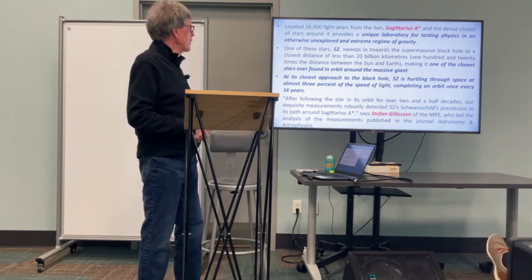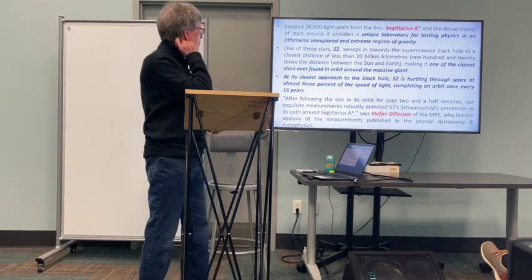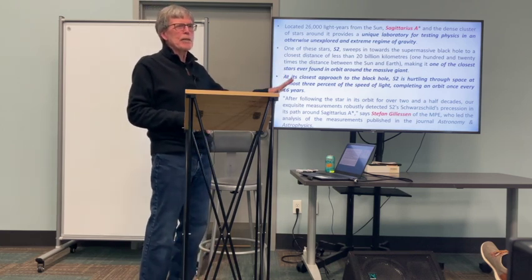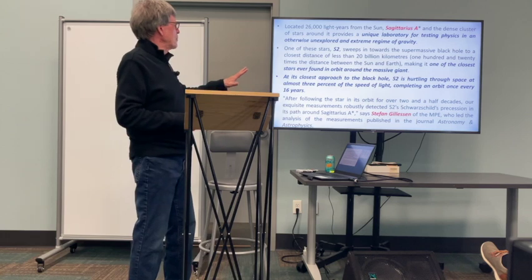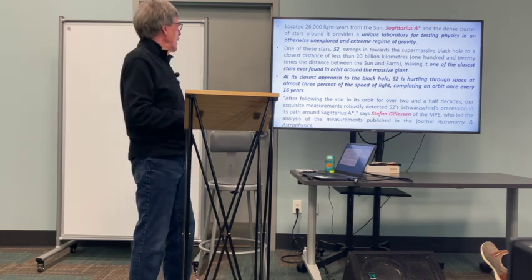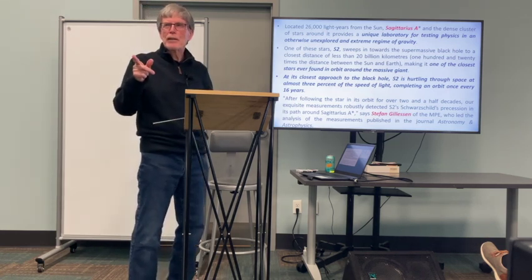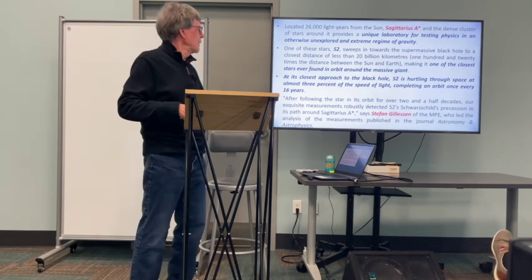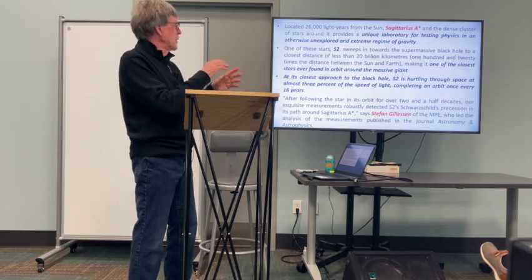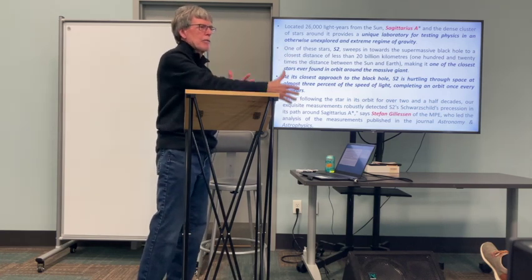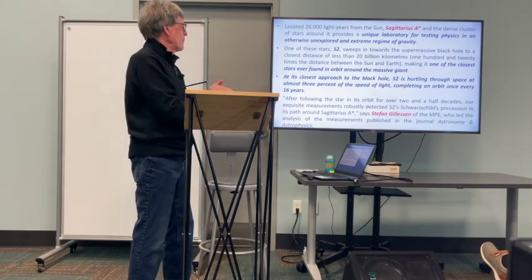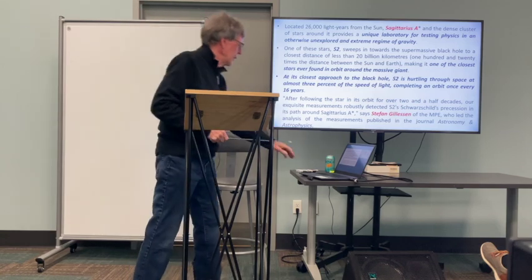Now, this is really a quotation, and I like the phrasing of it: after following the star in its orbit, imagine the discipline to do this and keeping a team together to collect the data. After following the star in its orbit for over 2.5 decades of funding that had to be there, our exquisite measurements, he's not bragging here, he's saying that they're really exquisite, robustly detected the precession in its path around, in other words, it explained the distortion of the orbit of stars around something that had to be there. And I think it was quite a nice way of putting it.